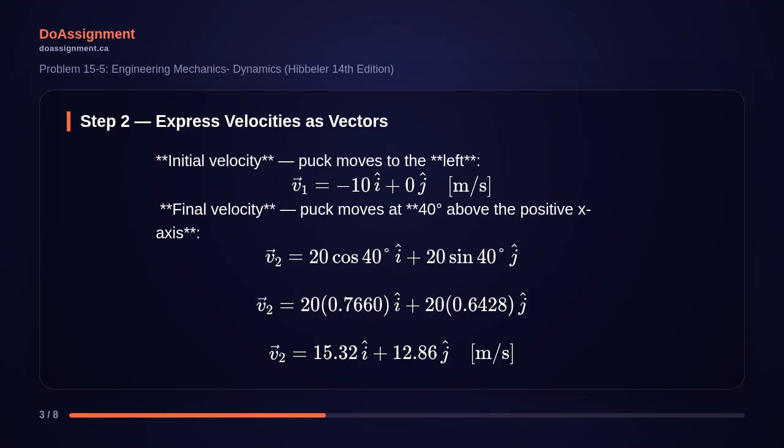The initial velocity has only a negative x component of minus 10 meters per second and 0 in y. The final velocity is directed 40 degrees above the horizontal to the right, so its x component is 20 cosine 40 degrees, which equals 15.32 meters per second, and its y component is 20 sine 40 degrees, which equals 12.86 meters per second.